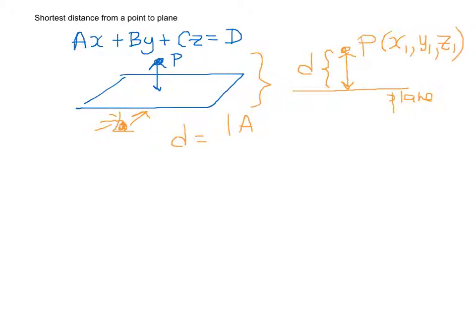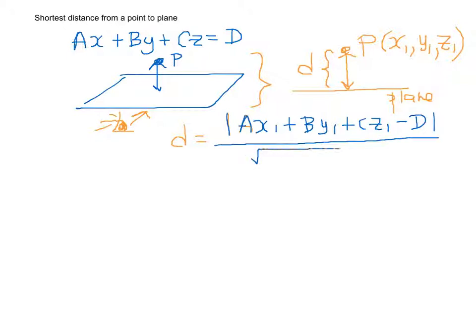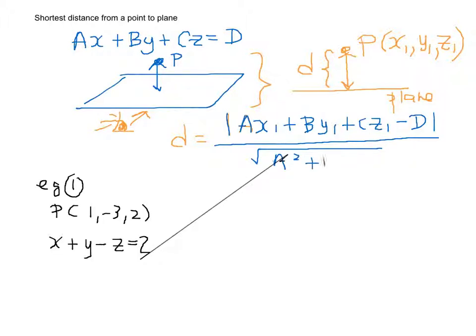So the formula to calculate this distance D will be A times x1 plus B times y1 plus C times z1 minus d, and the whole thing divided by the square root of the sum of A squared, B squared, and C squared.